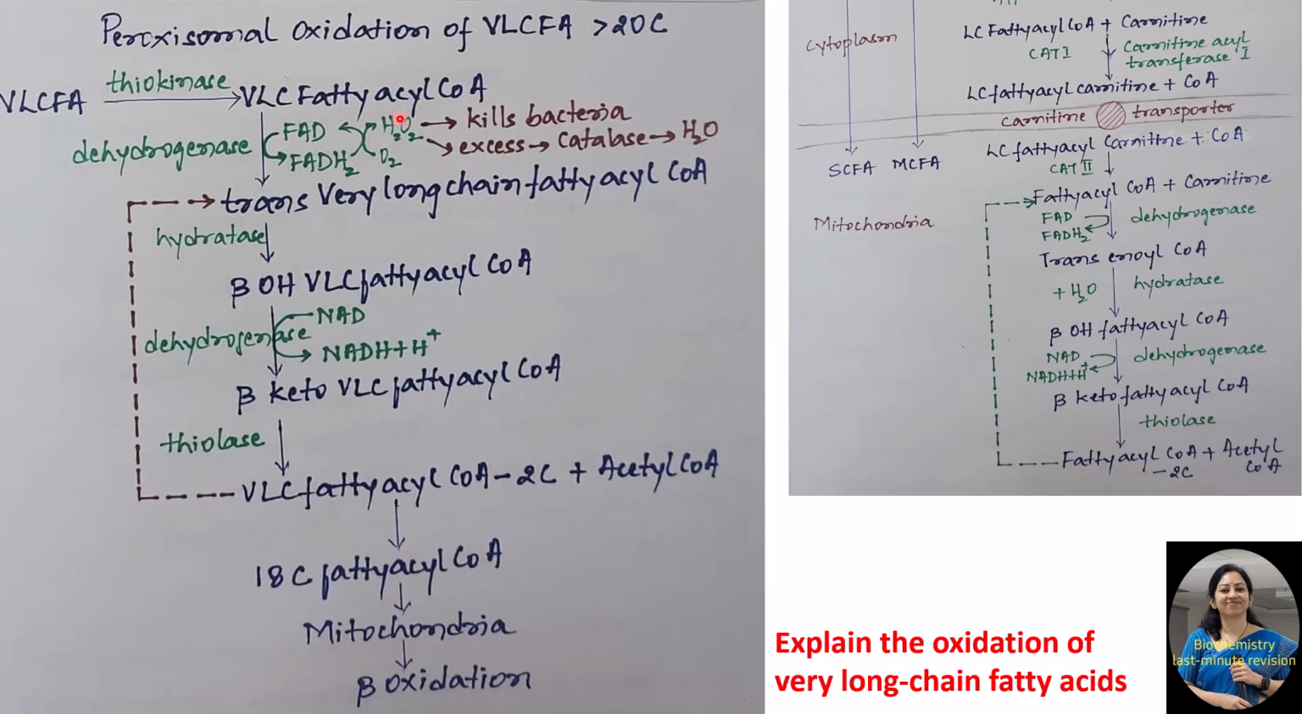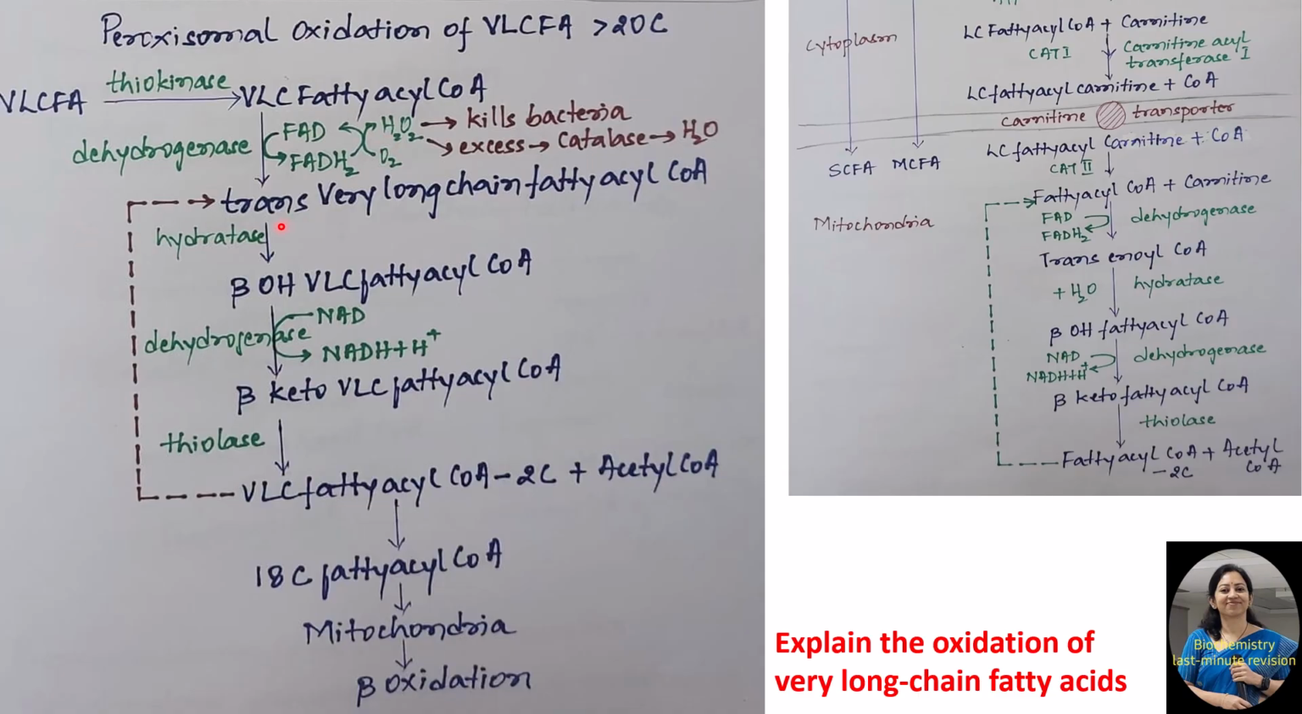So excess hydrogen peroxide that is generated in this reaction is acted upon by catalase and it is safely reduced back to water. When compared to beta oxidation, this is just an oxidation reaction where fatty acyl CoA gets oxidized to alpha beta unsaturated fatty acyl CoA or trans enoyl CoA. In peroxisome, there is generation of hydrogen peroxide that you need to remember. Remaining steps are similar to beta oxidation.